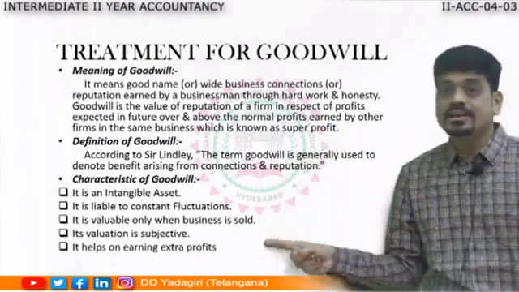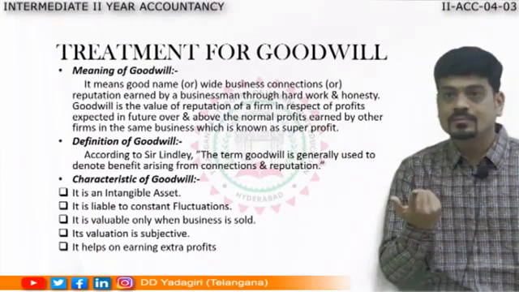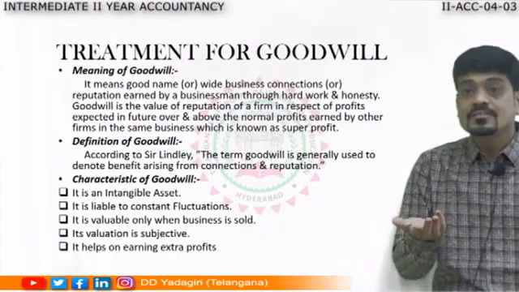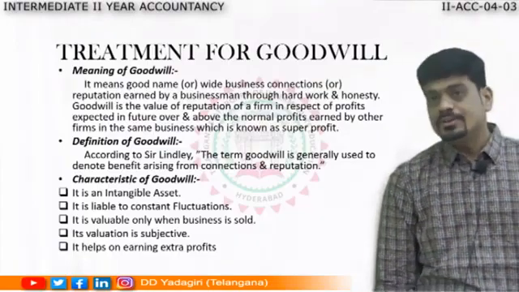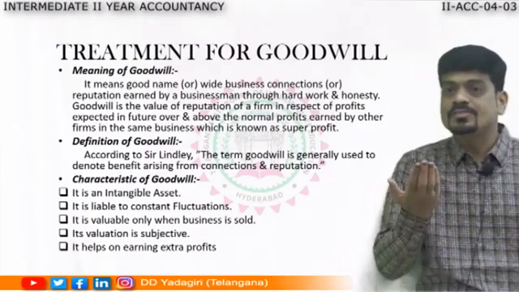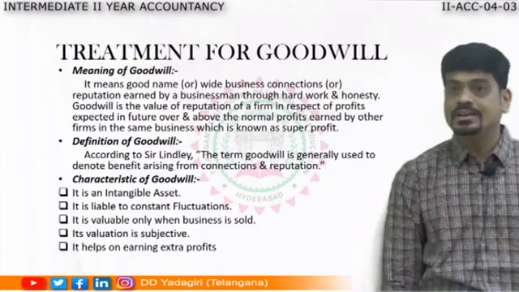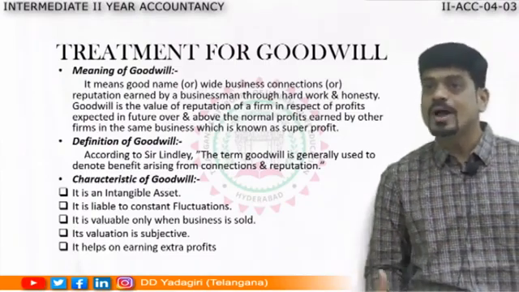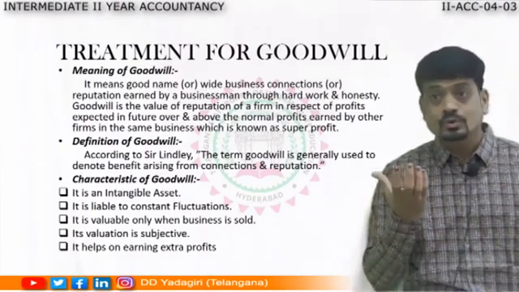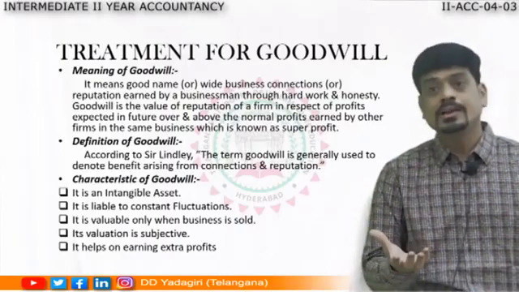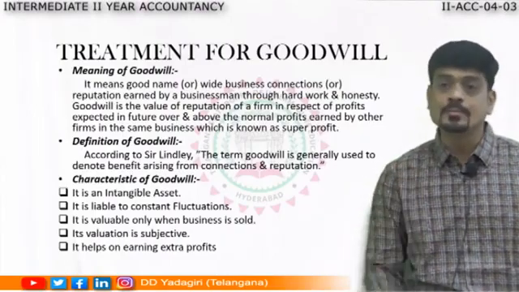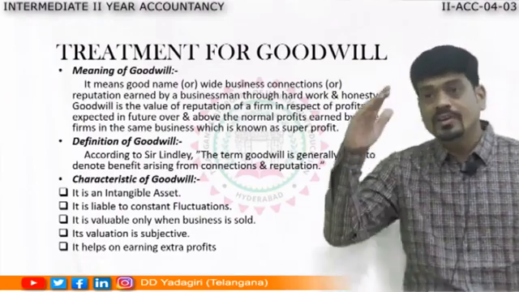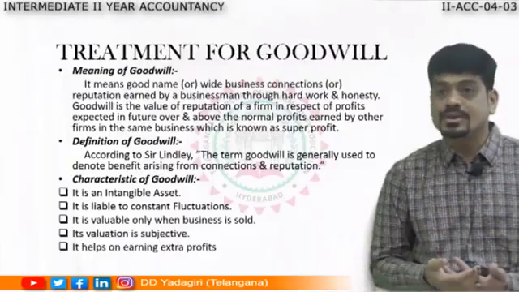Then what are the characteristics? It is intangible. You cannot see the goodwill. And it will fluctuate. It has the tendency of fluctuating, meaning according to the profits, your goodwill will also increase and decrease. For example, in your school or college also, you have goodwill. If you score 90, your goodwill will be more. If in the second unit test you score only 20, your goodwill will reduce, like that, constant fluctuations.